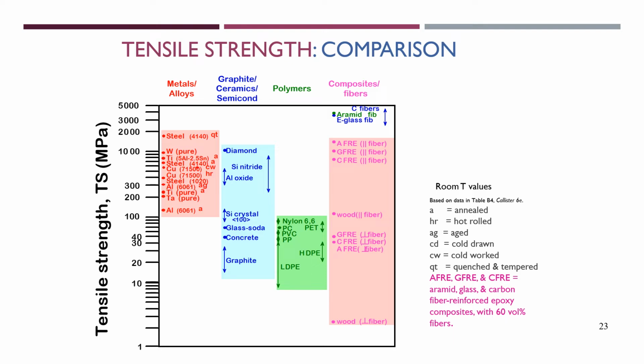Here is the tensile strength comparison. As you can see, of course, steel, titanium, or alloy steel has the highest tensile strength compared to other materials.